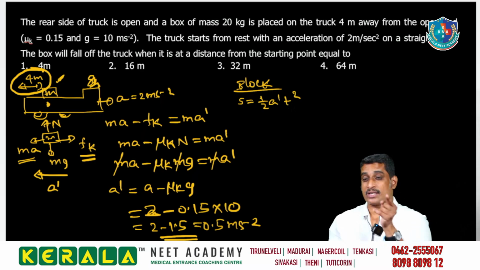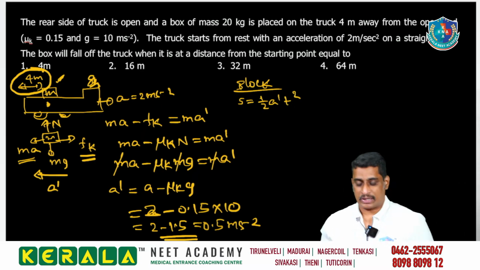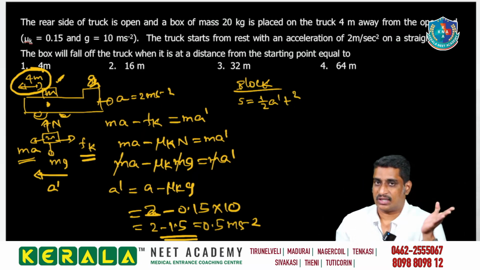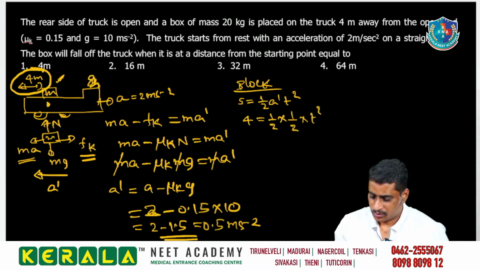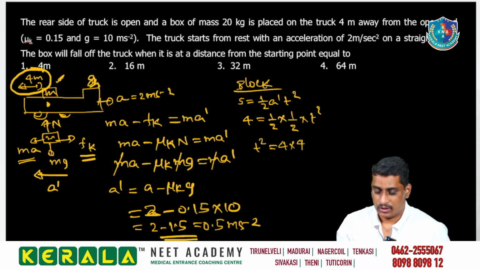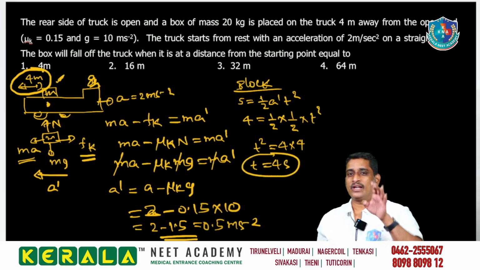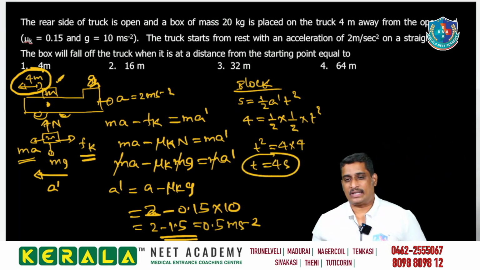A dash is the acceleration of the block with respect to the truck. And how much distance does that block have to move to fall down from the truck? 4 meters it has to move. 4 is equal to half into A dash, already we got 0.5, nothing but 1 by 2 into T square. T square will be equal to 4 into 4. Nothing but T is equal to 4 seconds. That block will take 4 seconds to fall down from the truck.